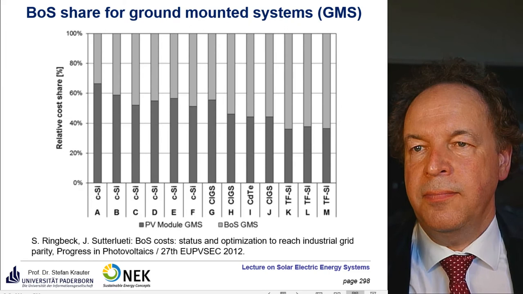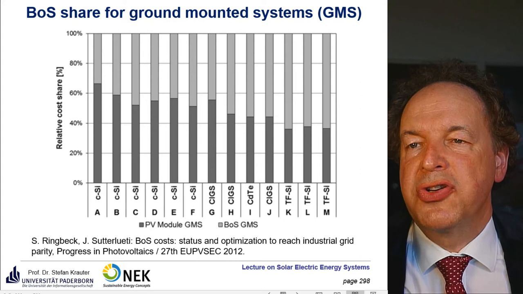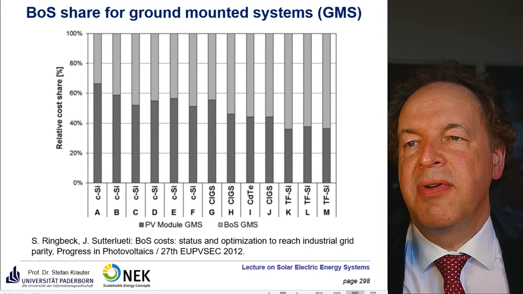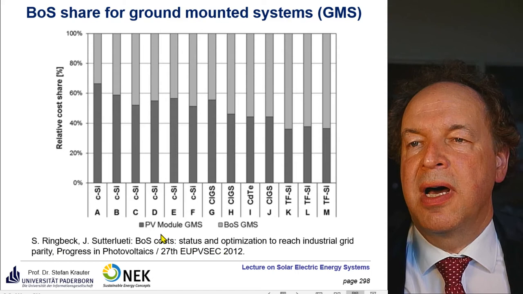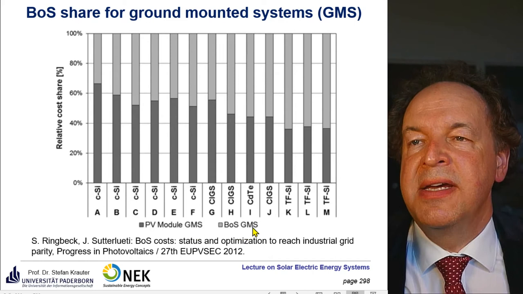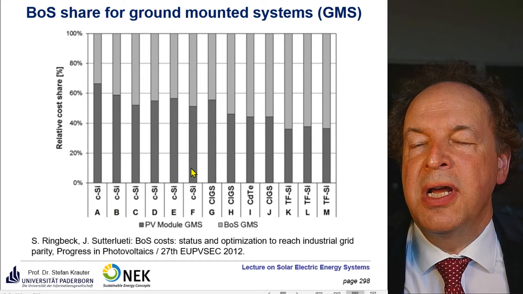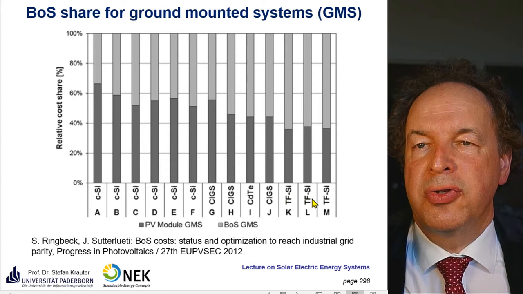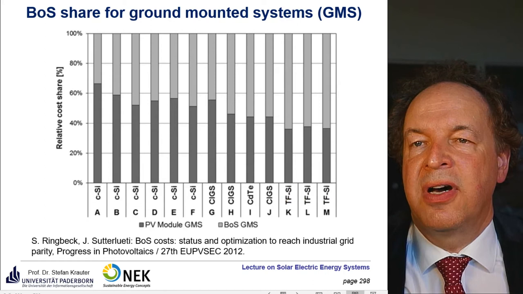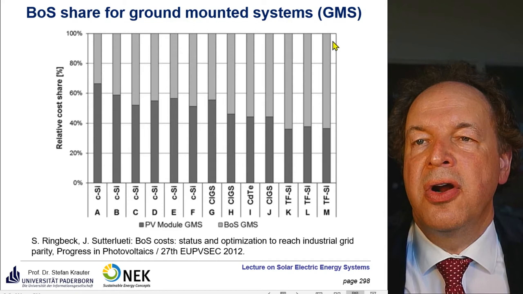This is giving some examples. It's a bit 8 years old, but still it's quite usable to see the differences in the relative cost share. So you have here two ways. So this is the PV module. GMS is for ground mounting structure, and the BOS cost for the ground mounted system in light gray here. And this depends on the technology. If you have a high efficient technology like crystalline silicon, the share of the module is higher. If you have a thin film technology, TF silicon, then the modules are cheaper, but they are also larger in area because they have a lower efficiency, so you need more modules. And this increases the share here of balance of system costs.